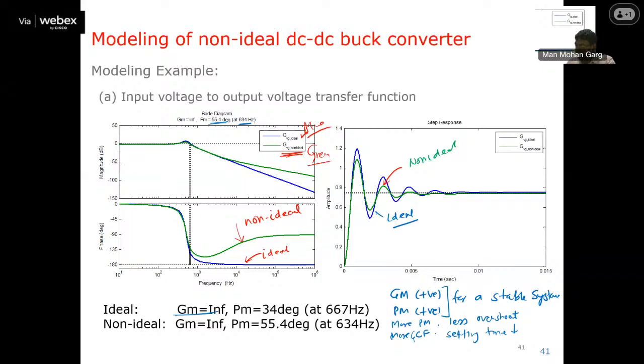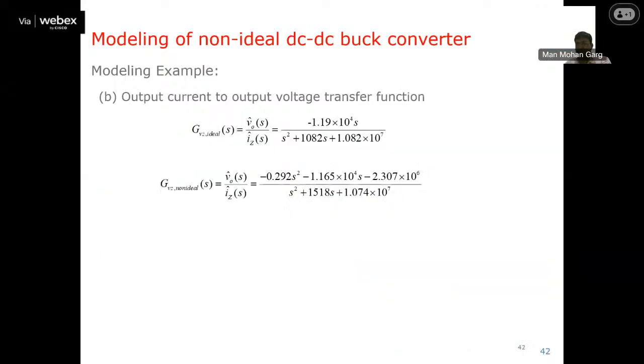Okay, so what we are seeing here is that my actual system, the non-ideal system, is having 55.4 degree phase margin. But this ideal system is having only 34 degree phase margin. It means my non-ideal system is better. But because I neglected some or all of the non-idealities, the mathematical model which I have obtained is giving me information which is not accurate. Let us understand it later with further examples.